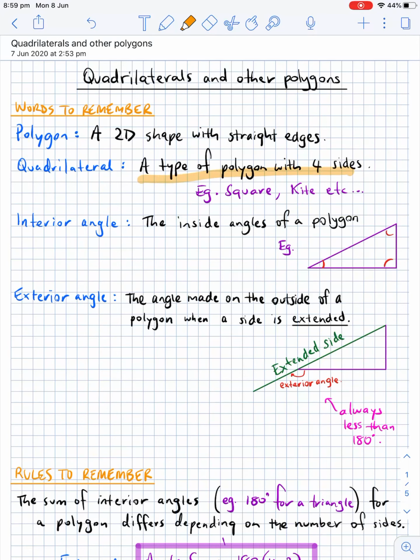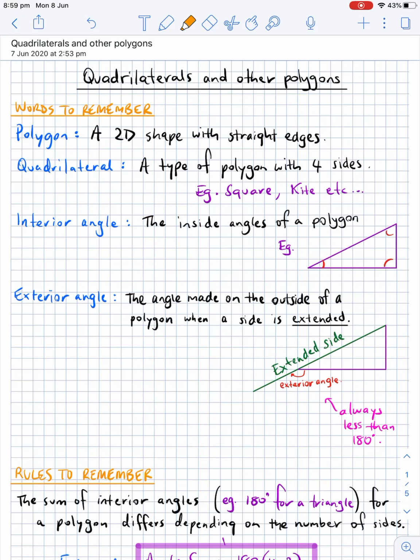Quadrilateral, it's a type of polygon with 4 sides, so e.g. like squares and kites. So things like pentagons or hexagons, they're not quadrilaterals. Interior angle, it's the inside angles of a polygon. So these are the interior angles. Interior means inside.